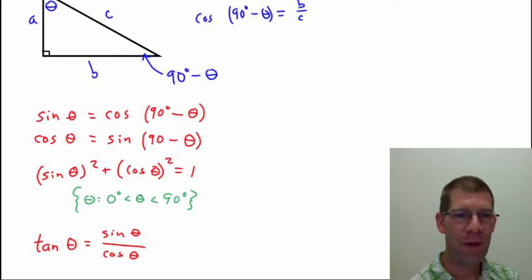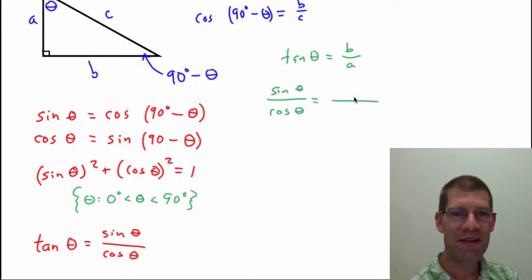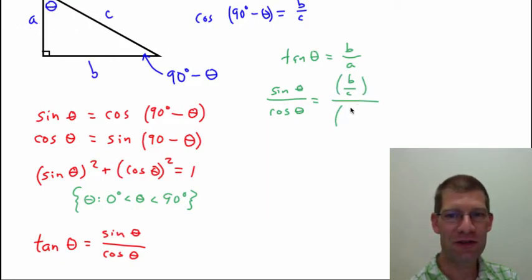But when you have tangent of theta, if we pick my angle here, tangent is the TOA, so it's going to be opposite over adjacent. So I'll write tangent of theta equals opposite, so B over adjacent A. Well, if we were to do that same thing, say sine of theta over cosine of theta, so now sine of theta is going to be opposite over hypotenuse, that's B over C. So we have B over C in the numerator, divided by cosine of theta, so cosine's adjacent over hypotenuse, so A over C.